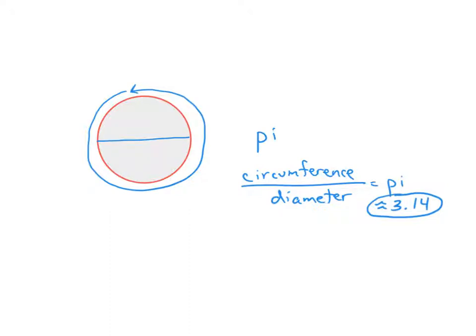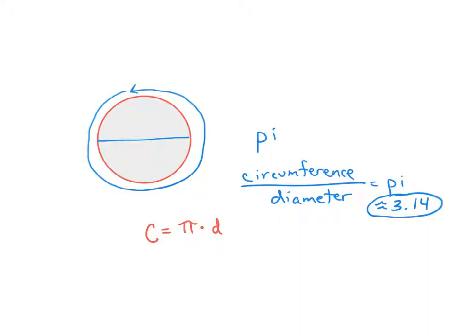That leads us to a very important formula that you are going to have to memorize. The circumference of a circle is pi times the diameter. Anytime you want to find the circumference of a circle, you just need to know the diameter and multiply it by pi, because the diameter times pi will give you that circumference.